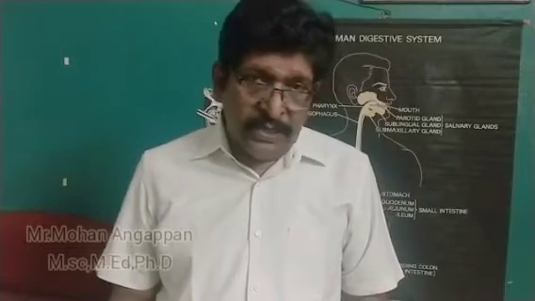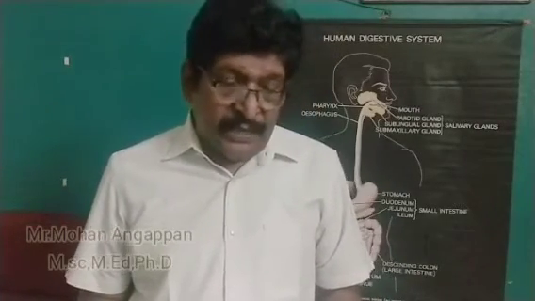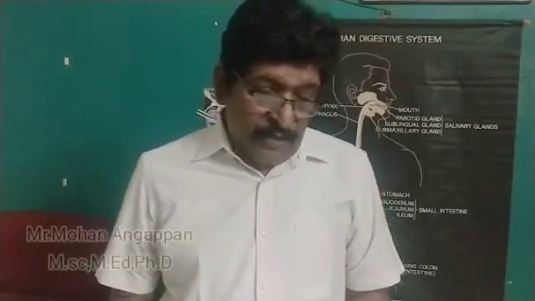Formation of glucose from non-carbohydrate substrates. Actually, glucose is formed from carbohydrate. The simplest form of carbohydrate is glucose. Gluconeogenesis is the formation of glucose from non-carbohydrate substrates.